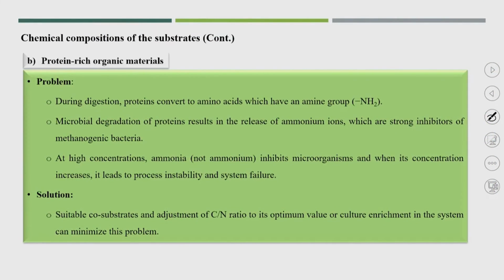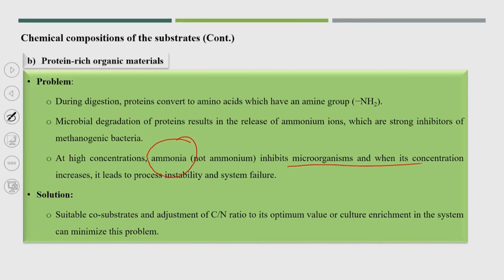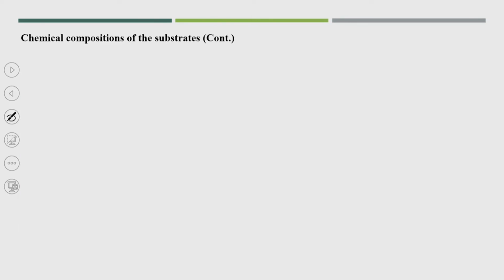Now, next is the protein rich organic material. What could be the problem? During digestion, protein converts to amino acids which have an amino group, and could possibly produce ammonia, which will inhibit the microbial degradation process. Okay, that will also be a major problem. So, what is the solution to that? A suitable co-substrate, with adjustment of the carbon to nitrogen ratio you maintain, should be optimum to minimize this kind of problem.